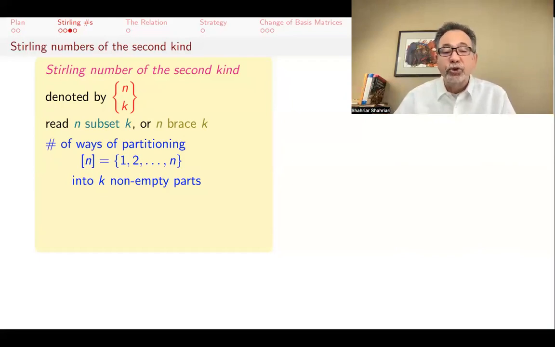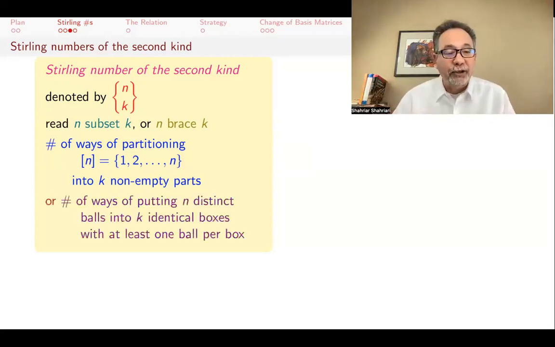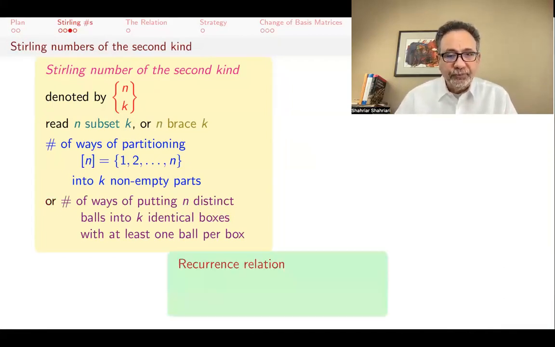How many different ways can you do that? Or you have n of your friends and you want to put them in k teams. How many ways can you do that? Or you can think of this as putting n distinct balls into k identical boxes, but at least one ball per box. And they also have a recurrence relation.